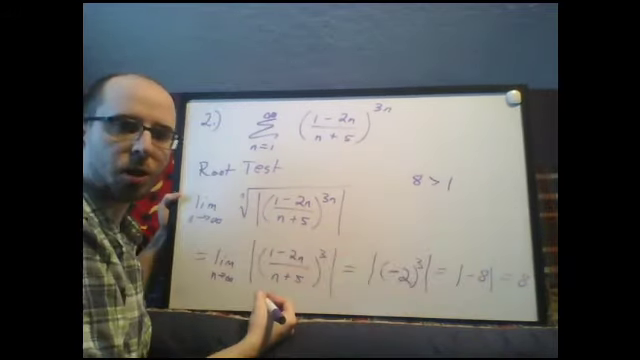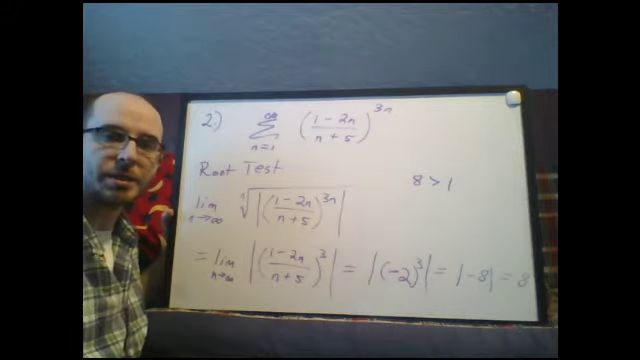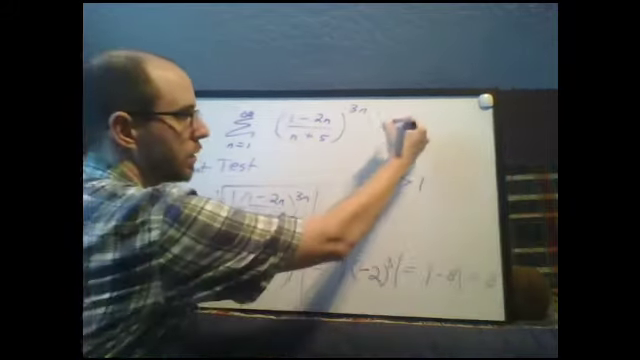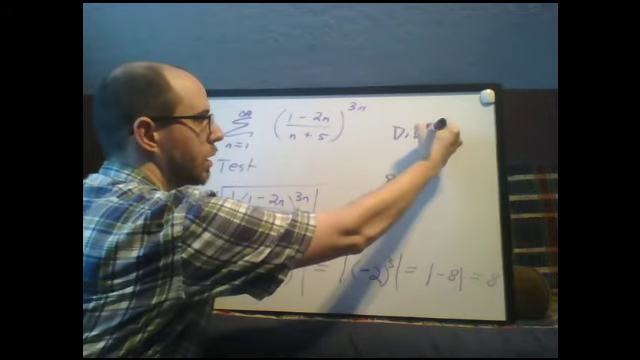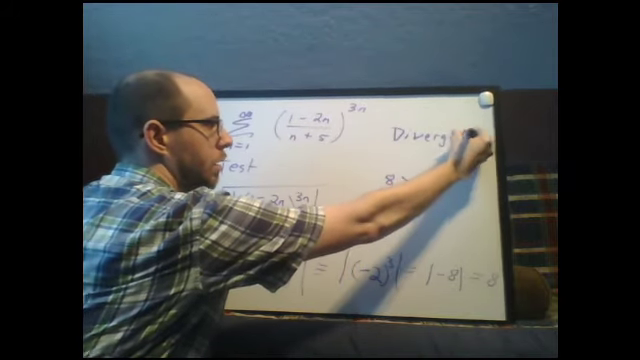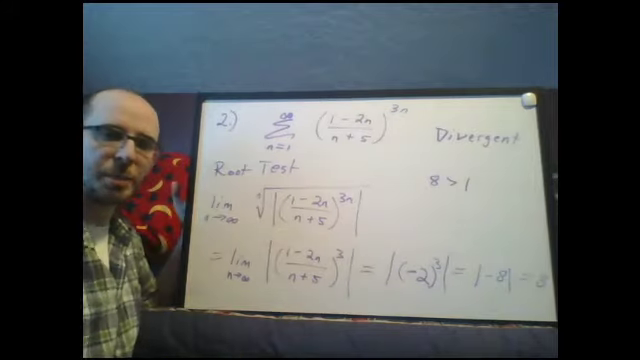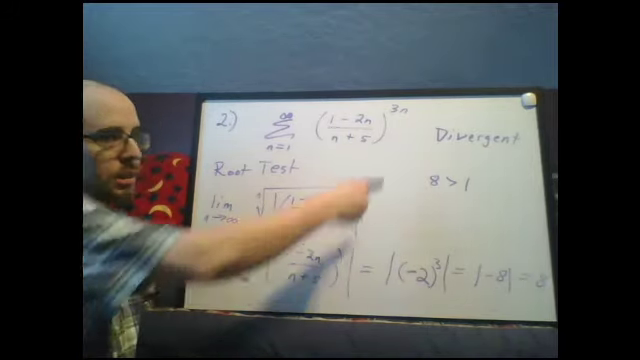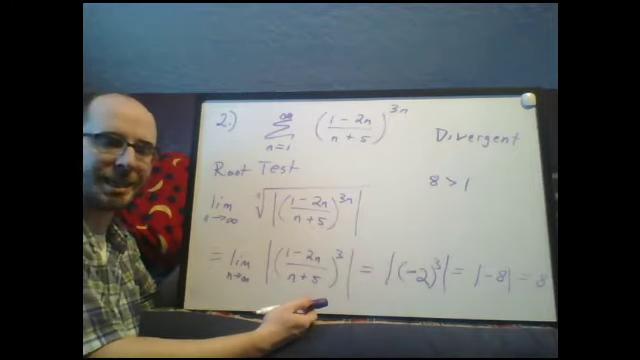8 is bigger than 1, and just like with the ratio test, if our limit's bigger than 1, that tells us divergent. The conditions are the same as the ratio test. So if the answer was less than 1, we'd have convergent. Bigger than 1 is divergent. Equals 1 is inconclusive.